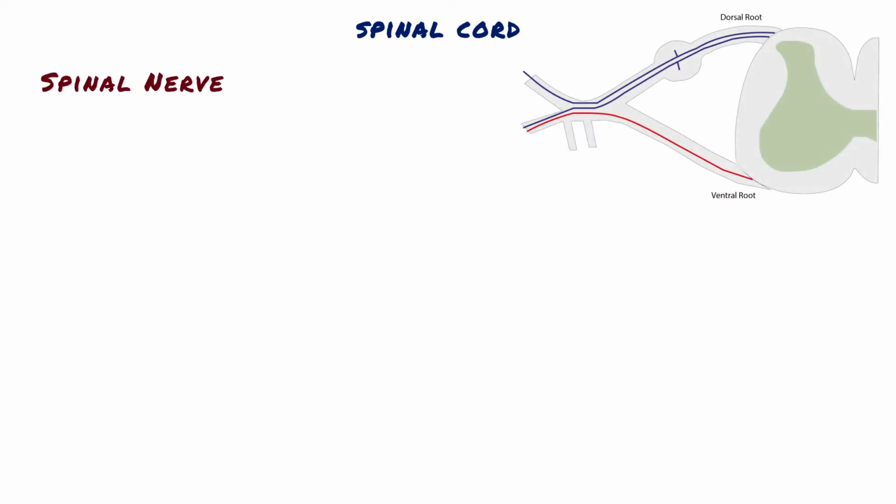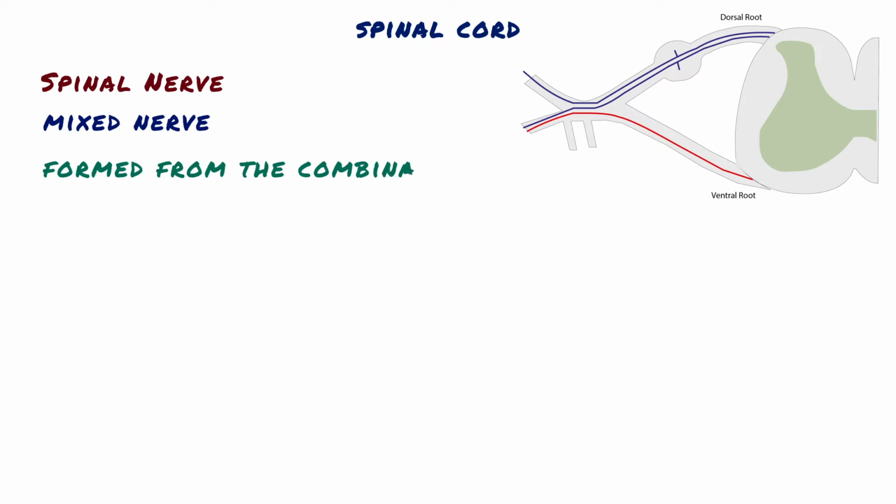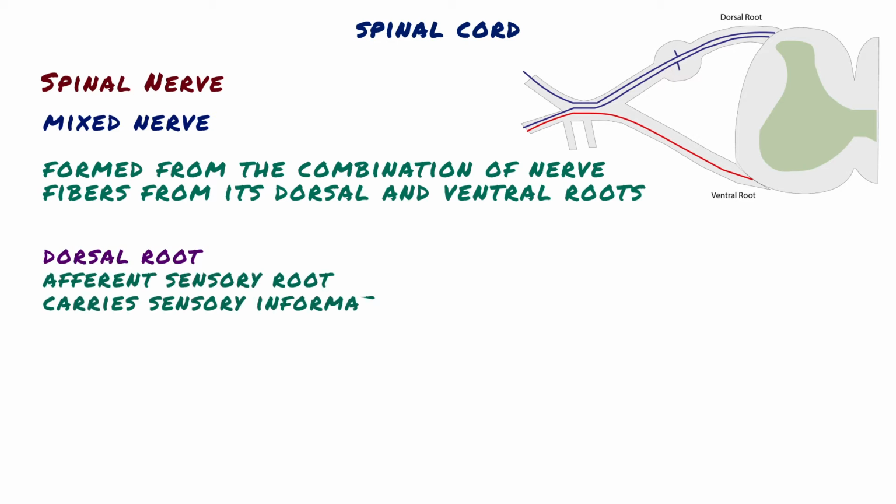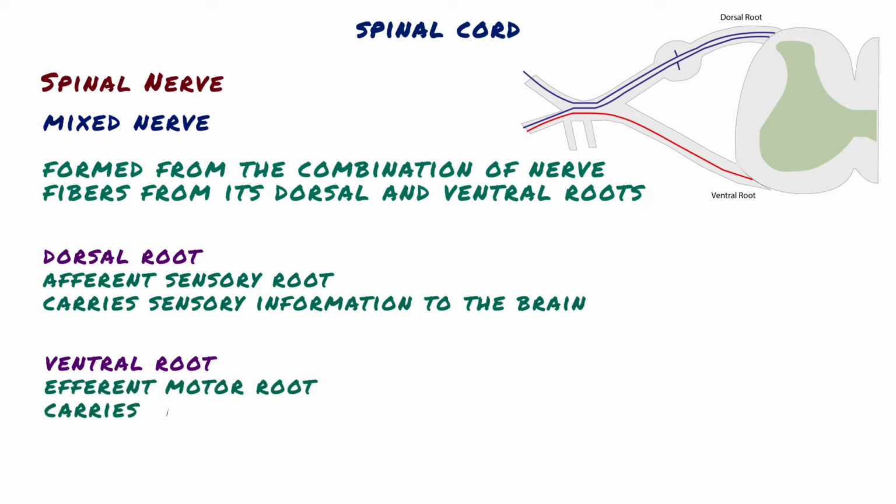Spinal nerve. Each spinal nerve is a mixed nerve formed from the combination of nerve fibers from its dorsal and ventral roots. The dorsal root is the afferent sensory root and carries sensory information to the brain. The ventral root is the efferent motor root and carries motor information from the brain.